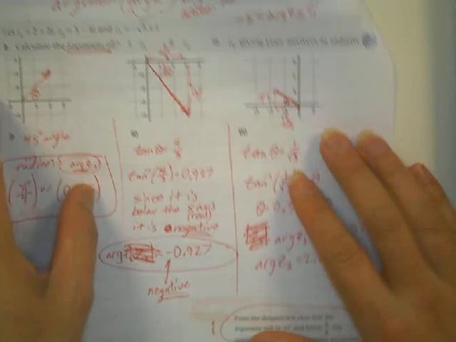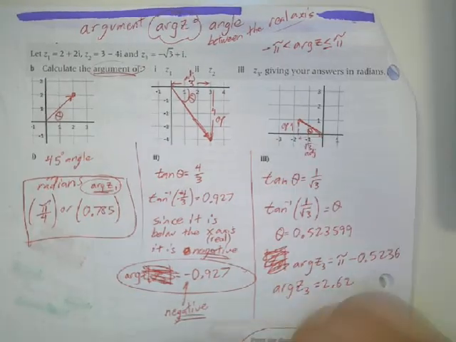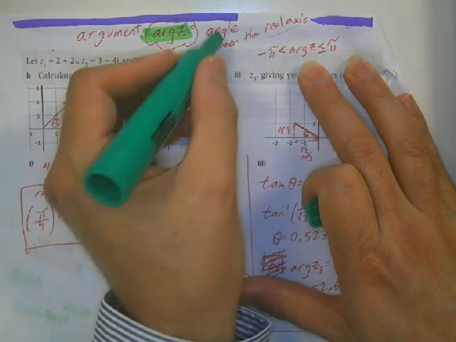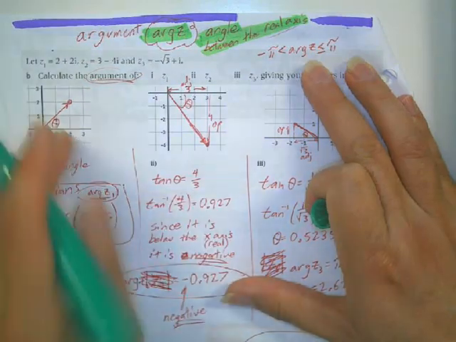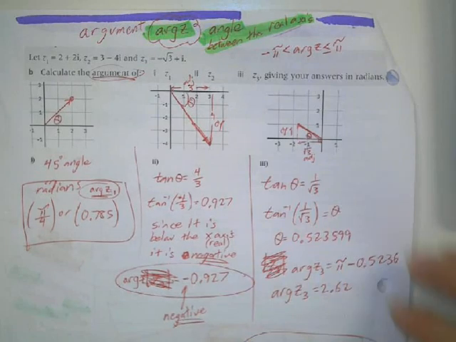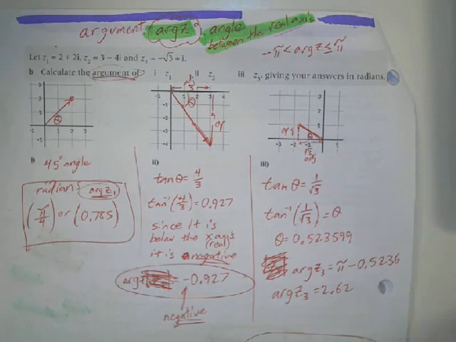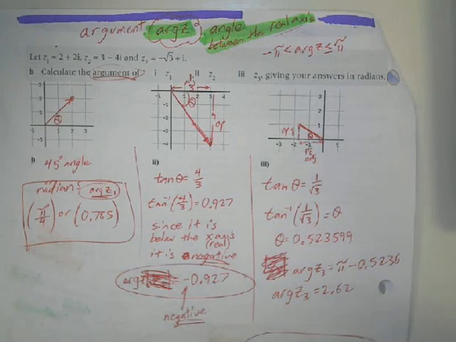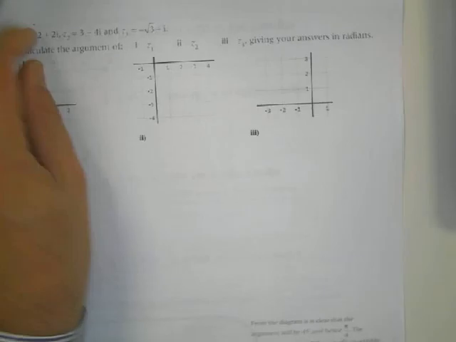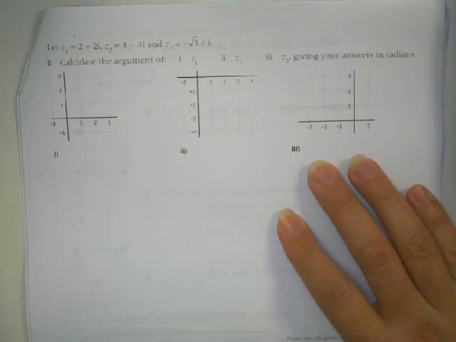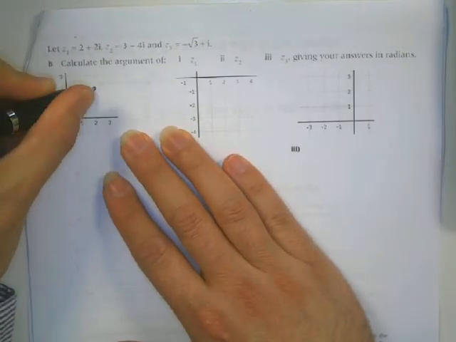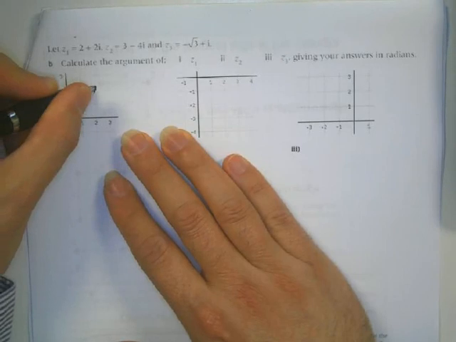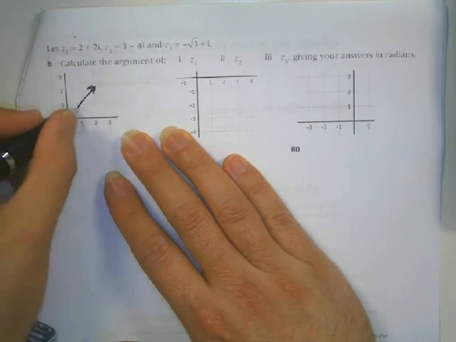The argument is a little bit harder. It's the angle between the real axis and our line. If you want to pause, you can copy this down, but I'm going to do this from scratch on clean paper here. So the first one, I've got 2 plus 2i. Over 2, up 2. So I want to find this angle right here.